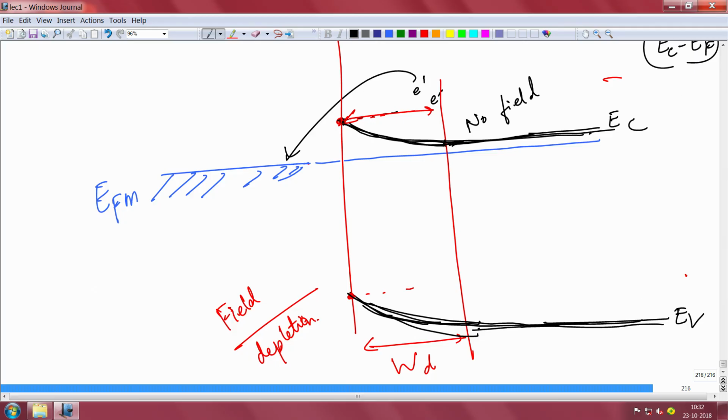Because there is no field in this region, this is a neutral region. So, depletion has formed here, and this depletion region will have positively charged ions. Why? Because mobile electrons are not there. Why? Because mobile electrons have gone to this side, that is why they are not there. So, this is the depletion region.